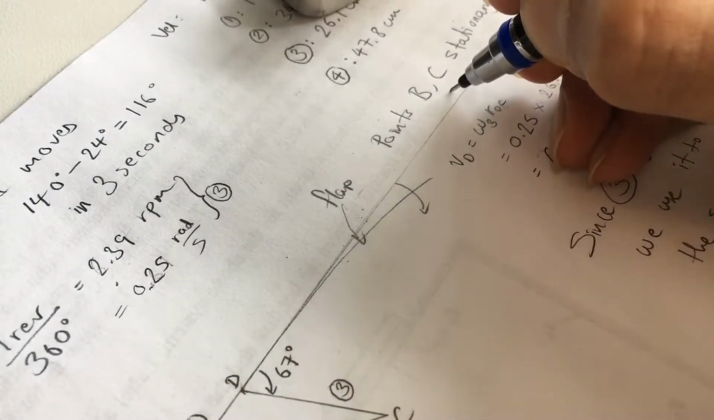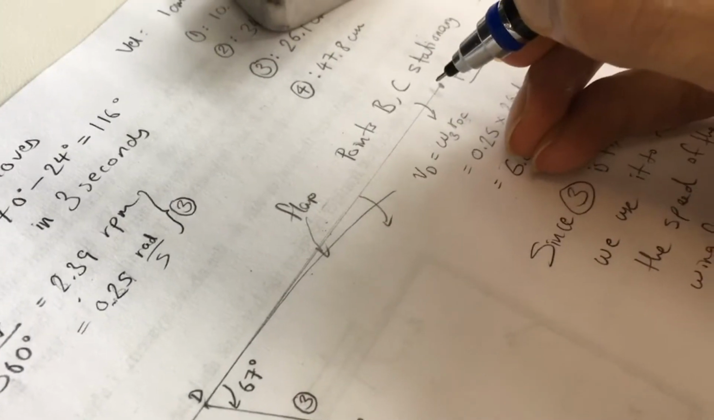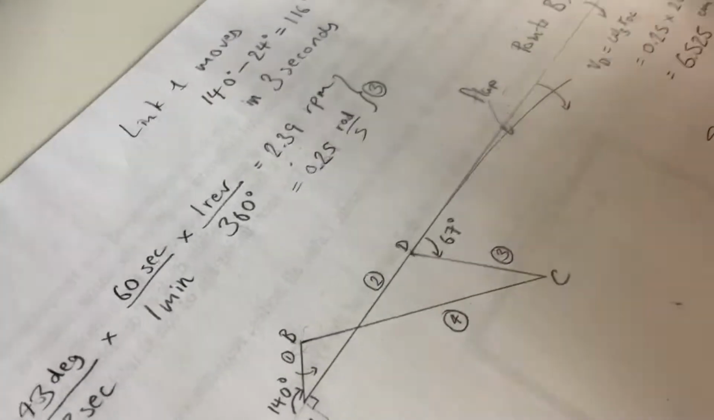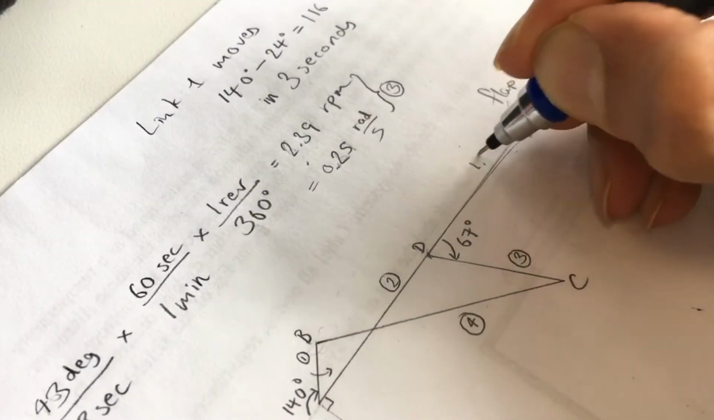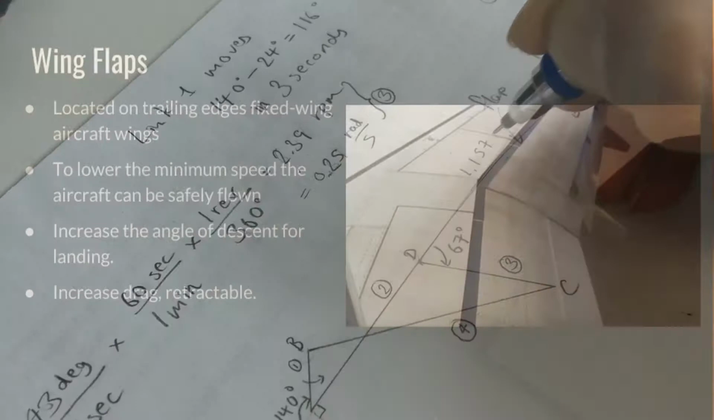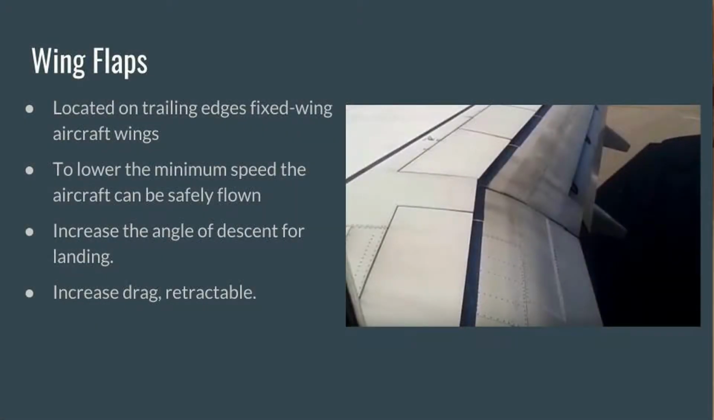The wing flaps are located on the trailing edge of a fixed-wing aircraft's wings, to lower the minimum speed at which the aircraft can be safely flown. It also increases the angle of descent for landing. It increases the drag and it is also retractable.